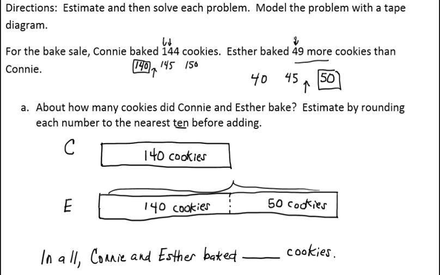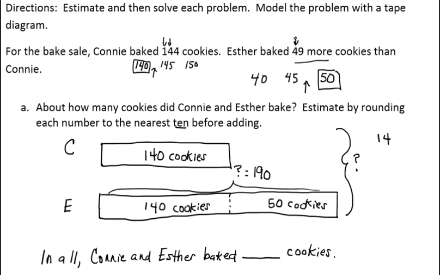So a couple things we need to figure out here. We need to figure out how many cookies Esther baked in all, but to answer the final question, we need to figure out how many cookies were baked by both girls. So for Esther, we have 140 cookies plus 50 cookies. So that would be 190 cookies. Now let's add both these together.